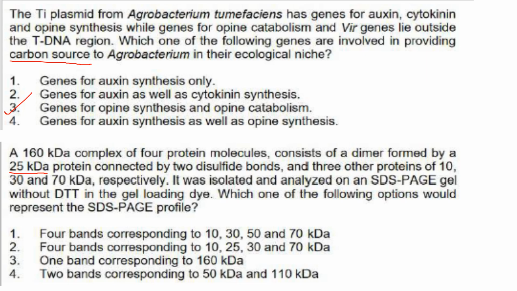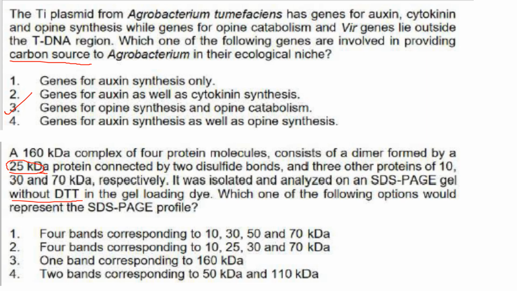It is isolated and analyzed on an SDS page gel without DTT. That is, disulfide bonds are not broken. So this 25 kDa, it will be seen as a 50 kDa band, not as a 25 kDa band, because disulfide bonds are not broken. There is no DTT there. Which one of the following options would represent the SDS page profile?